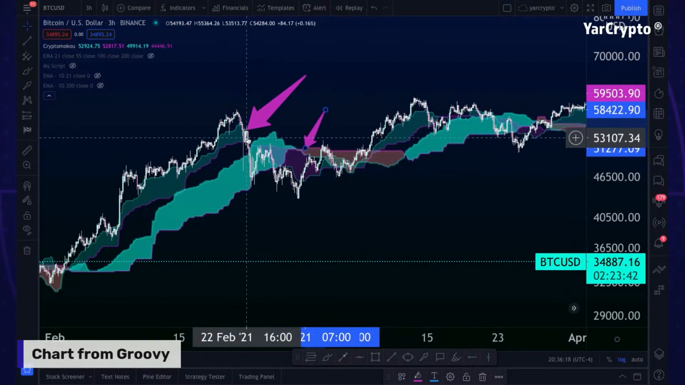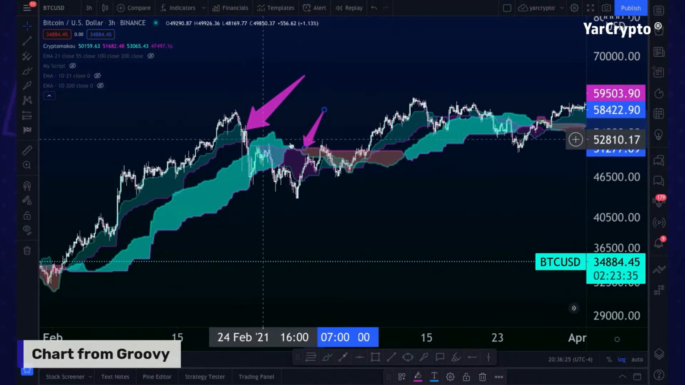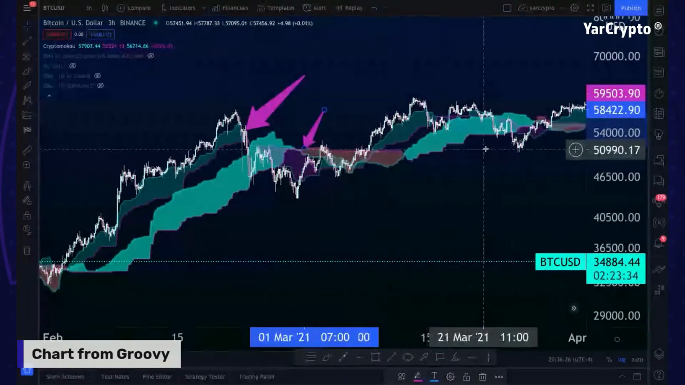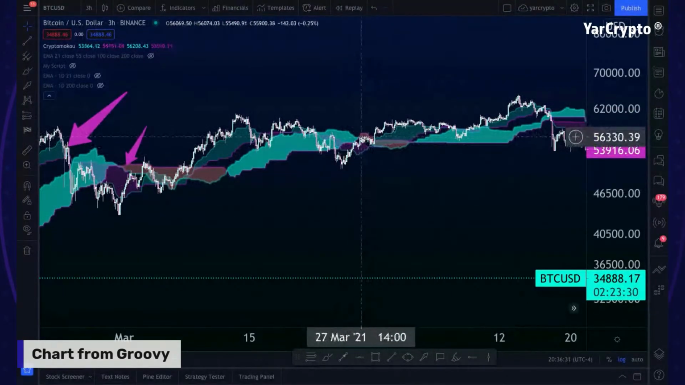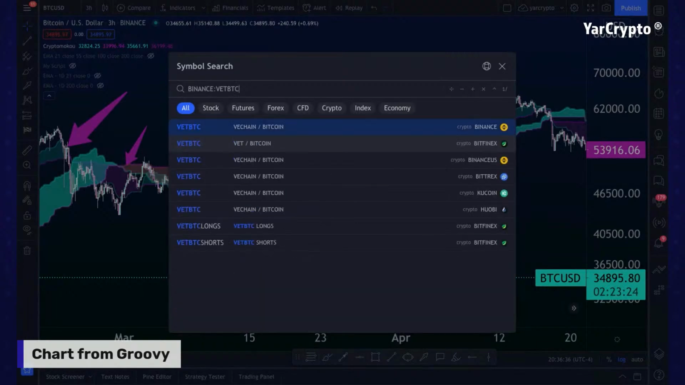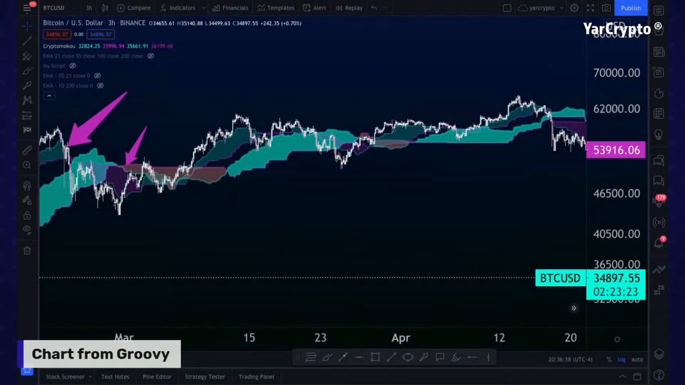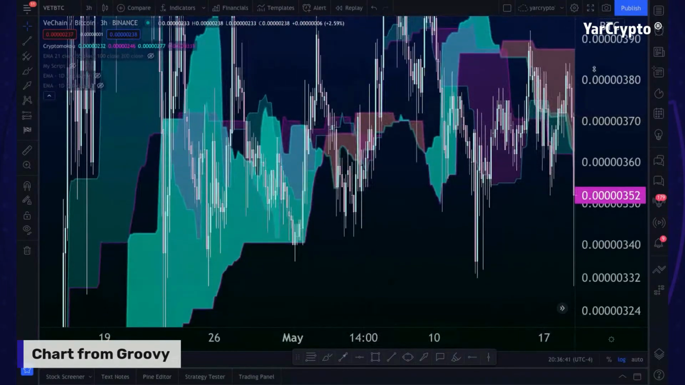So when it starts doing that, you want to get off because on the 3-hour chart, it usually means it's about to dump. I could show you many examples on this chart where once the cloud starts breathing fire, once that dragon starts breathing fire, it dumps. And I love this example particularly with Vechain to Bitcoin on this Binance chart.